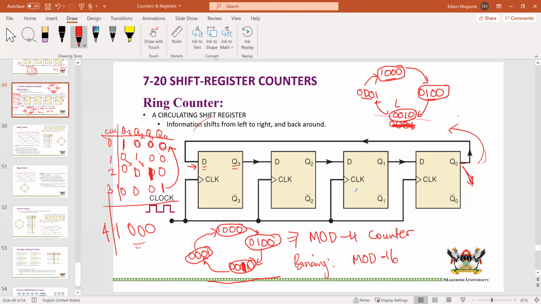The reason why this might find application in some scenarios is because this counter does not need decoding. We talked about counter decoding. We don't need decoding here because, as you can see, in each scenario just one flip-flop is high and the others are low, and so it's very easy to decode the output.